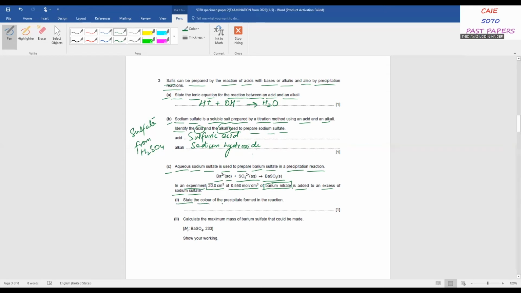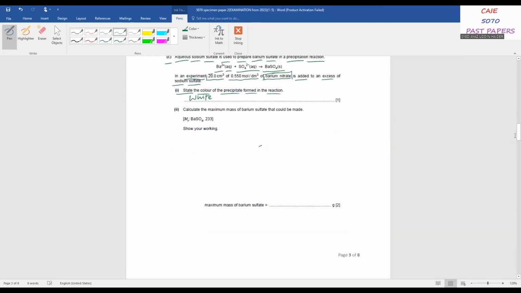State the color of the precipitate formed in the reaction. You have to write the color of the precipitate, that is BaSO4. It's always white, so we'll write white here. Now in 3 they are asking calculate the maximum mass of barium sulfate that could be made. First of all, you should know the number of moles of barium sulfate.